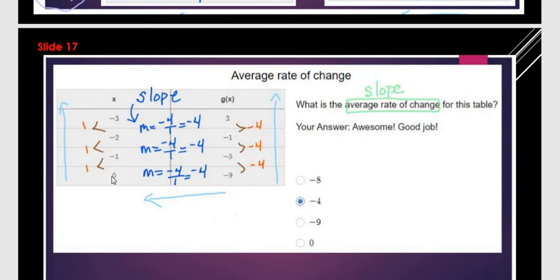Then subtract. We're over here. 0 minus negative 1 is 1. Negative 1 minus 1 is a negative 2. Negative 2 minus 1 is a negative 3. And then divide. Negative 4 divided by 1 is a negative 4. Negative 4 divided by 1 is a negative 4. Negative 4 divided by 1 is a negative 4. So your slope, which is the average rate of change, is a negative 4.